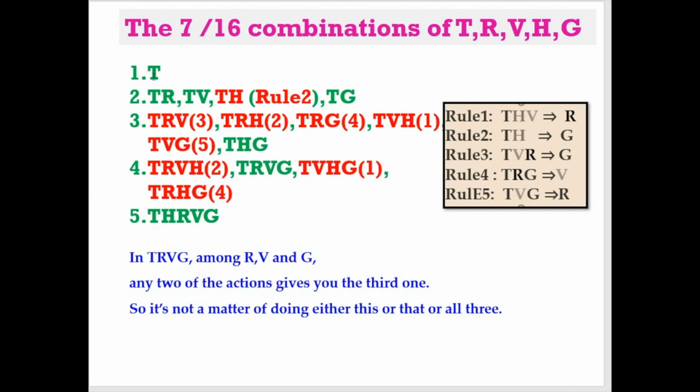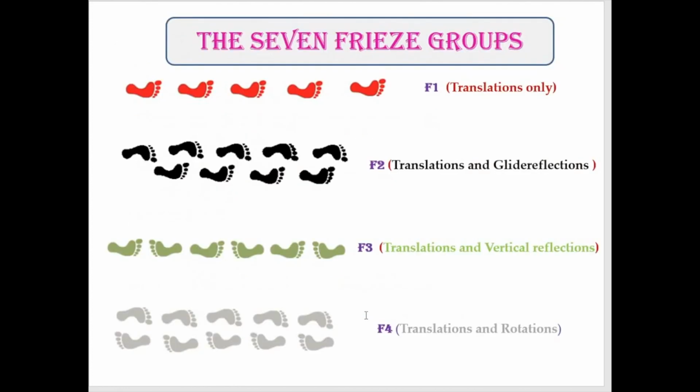Of which we have only 1, 2, 3, 4, 5, 6 and 7. So in TRVG, among R, V and G, any two of the actions gives you the third one. So it is not a matter of doing either this or that or all the three together. In this TRVG, if you look at TRG, automatically V comes. So all are present. These are the seven combinations that we have.